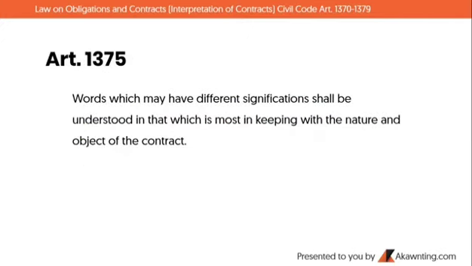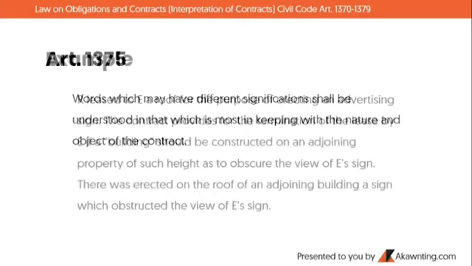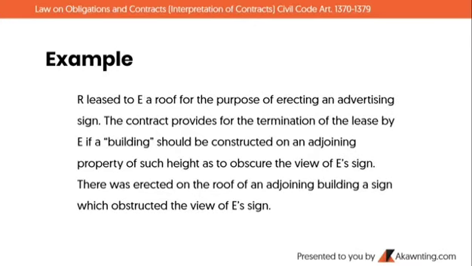Okay, so next, Article 1375. Words which may have different signification shall be understood in that which is most in keeping with the nature and object of the contract. Okay, so, example tayo, R lease to E a roof for the purpose of erecting an advertising sign. So, gagawa siya siguro ng billboard or what, maliit na billboard.